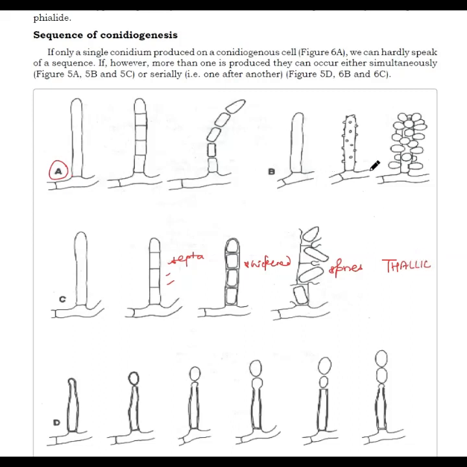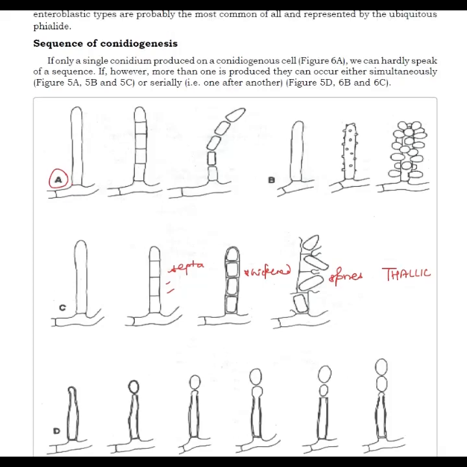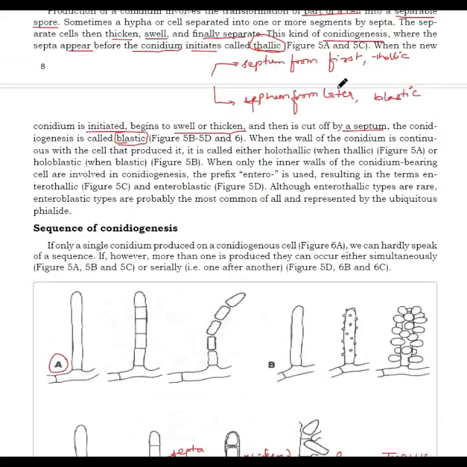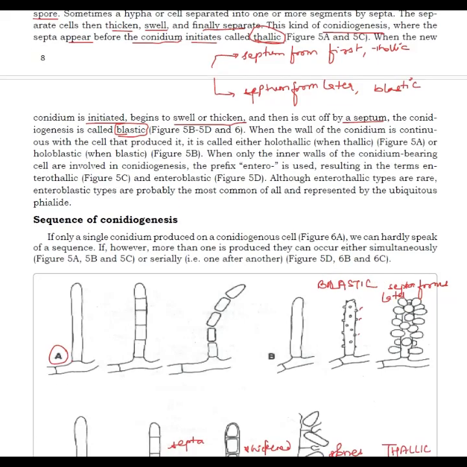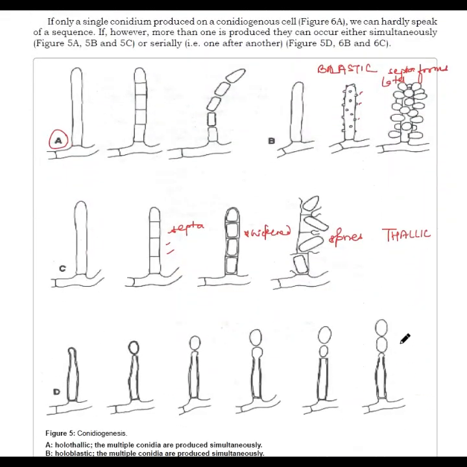And what about blastic, where the septa form later on? There are no septa yet formed. Septa form later on. First there is the thickening and then the septa formation. See here, a new conidium is initiated. It begins to swell or thicken. Septa form later. This is blastic. There is another one where septa form later. This is also blastic. First thickening.